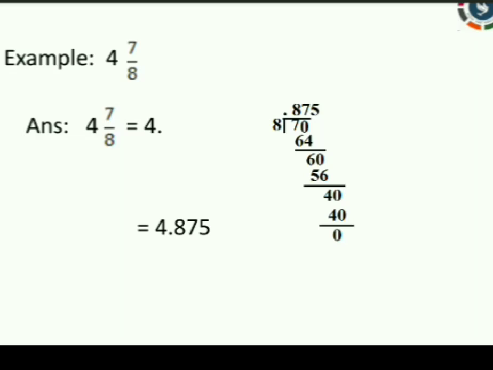So 7 by 8, it's not possible, so I am going to add one 0. Now 70 is your dividend. If you added 0, right, you have to keep the decimal point. So 8 8s are 64, remaining is 6, right? So 6 by 8 is not possible. Again I am going to add one 0. Now 60 is your dividend. So 8 7s are 56.